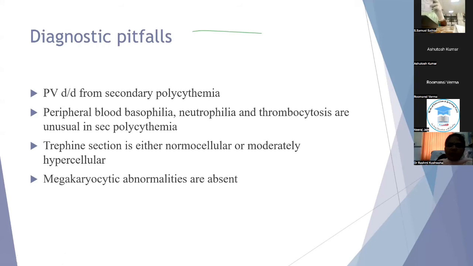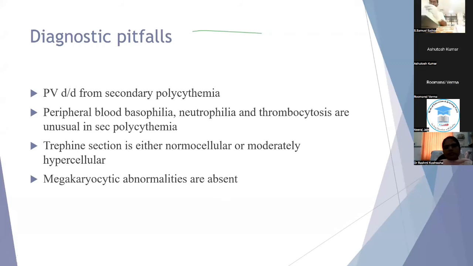Second is the Trephine section. In polycythemia vera, the Trephine is usually hypercellular with a tri-lineage proliferation, whereas in cases of secondary erythrocytosis, the Trephine section is either normocellular or moderately hypercellular, but it will not show the tri-lineage proliferation. So these are certain clues that we can get, apart from the history, from the peripheral blood, bone marrow aspirate, and Trephine to further classify. The megakaryocytic abnormalities are absent in the secondary causes of erythrocytosis.